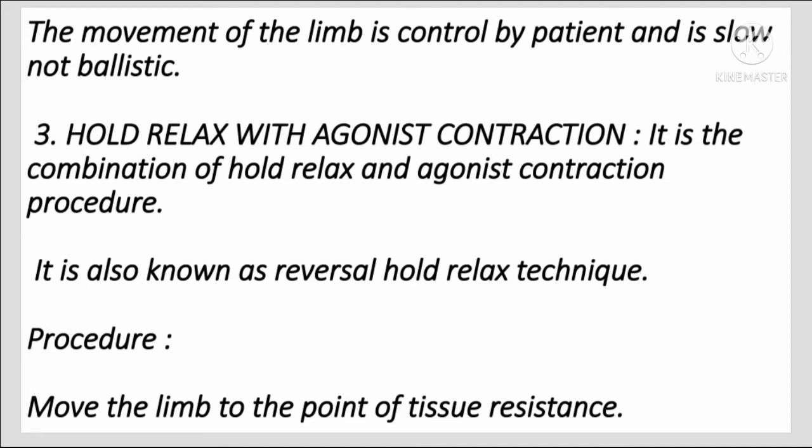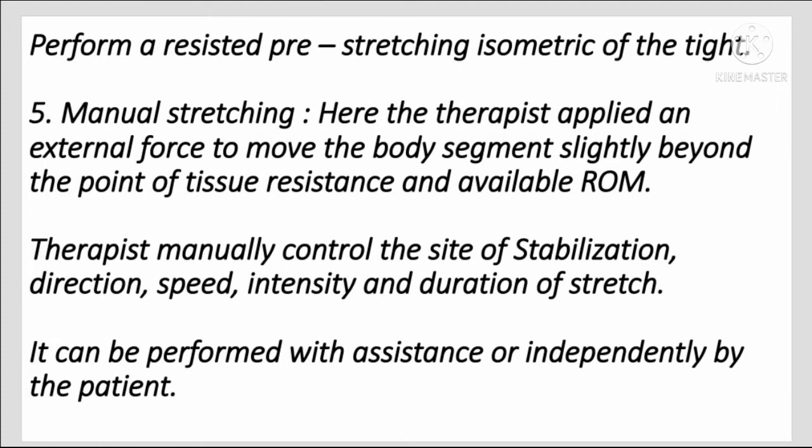The third one is hold relax with agonist contraction. It is a combination of hold relax and agonist contraction procedures. It is also known as the reversal hold relax technique. Procedure: move the limb to the point of tissue resistance. Perform a resisted pre-stretching isometric contraction of the tight muscle.